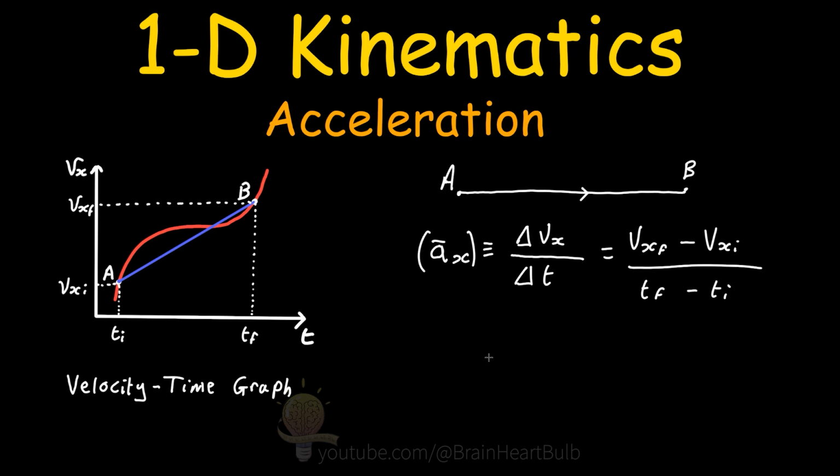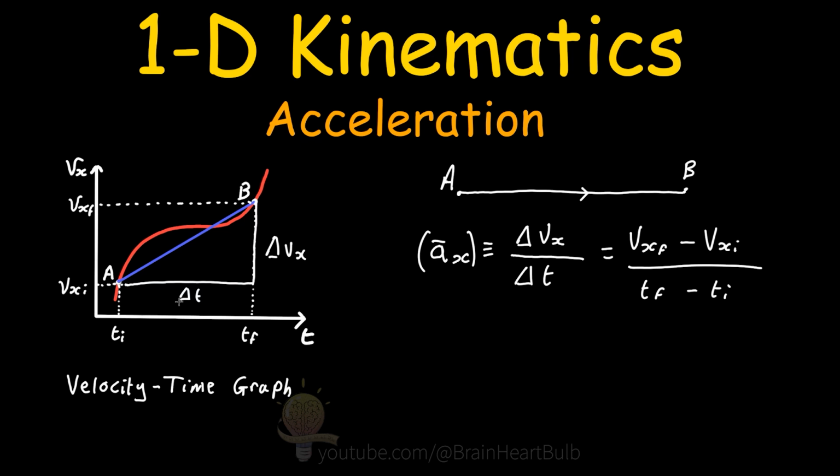Just like the instantaneous velocity in the previous lesson, if we shrink down our delta t until it approaches 0, this average acceleration will be more representative of the acceleration at the point A here. So if we imagine point B is brought closer and closer to point A, our average acceleration will be more representative of the acceleration of the particle at point A.